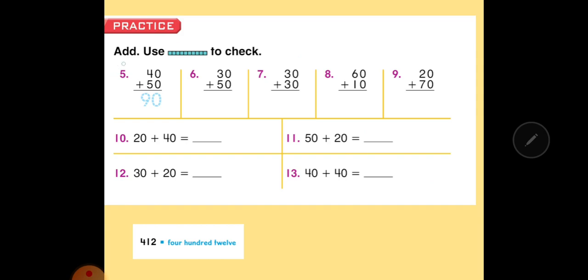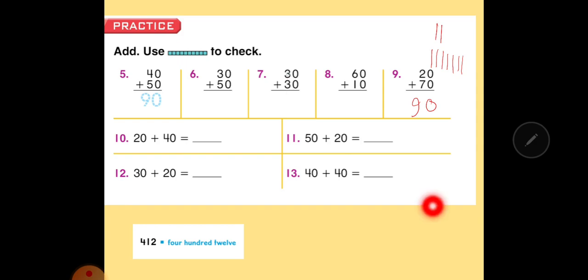They say add, use the ten models to check your answer. Really? Do you need to draw? You can do it. I'm sure you can do it by yourself without drawing. If you like to draw, it's up to you. Okay, let's draw this one. 20 plus 70. How many tens will I draw? 2 tens. And how many tens in 70? 7. 1, 2, 3, 4, 5, 6, 7. Altogether, they are 90. Starting from the ones. Okay?